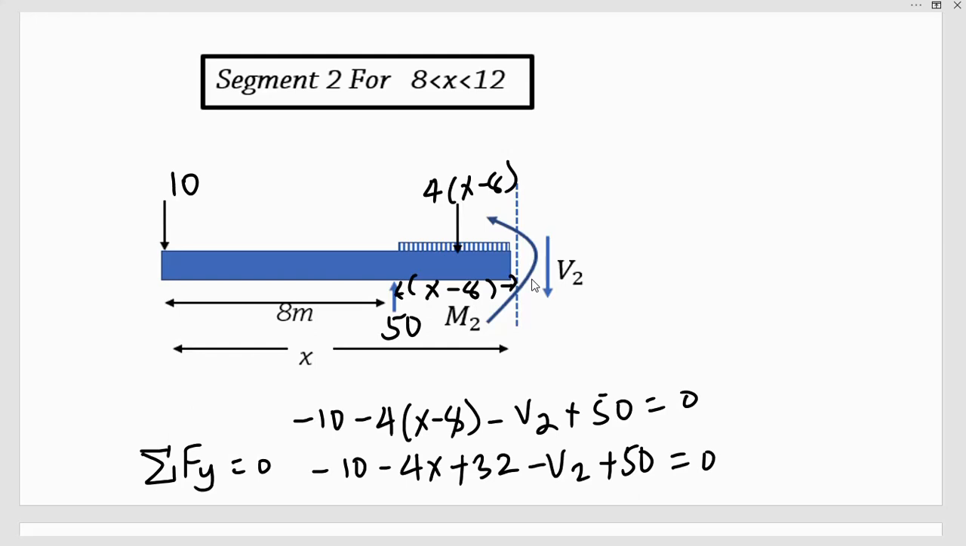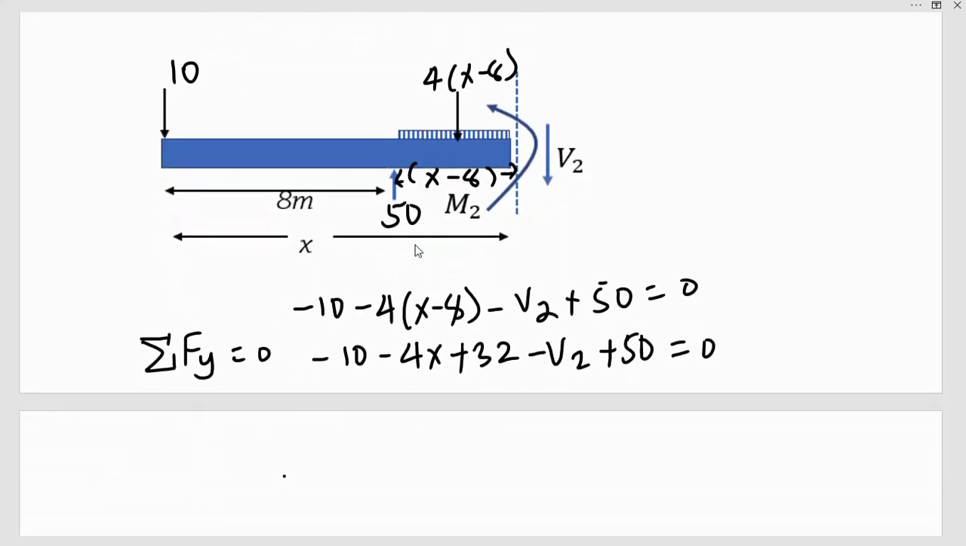So let us sum forces in the vertical direction. We have this uniformly distributed load, which is over a span of, remember, from here to here is x, and from here to here is 8. So from here to here is x minus 8, and therefore the uniformly distributed load is over a span of x minus 8. Since it is 4 kilonewtons per meter, the magnitude will be 4 times x minus 8, and it will act at a distance x minus 8 from here to there.